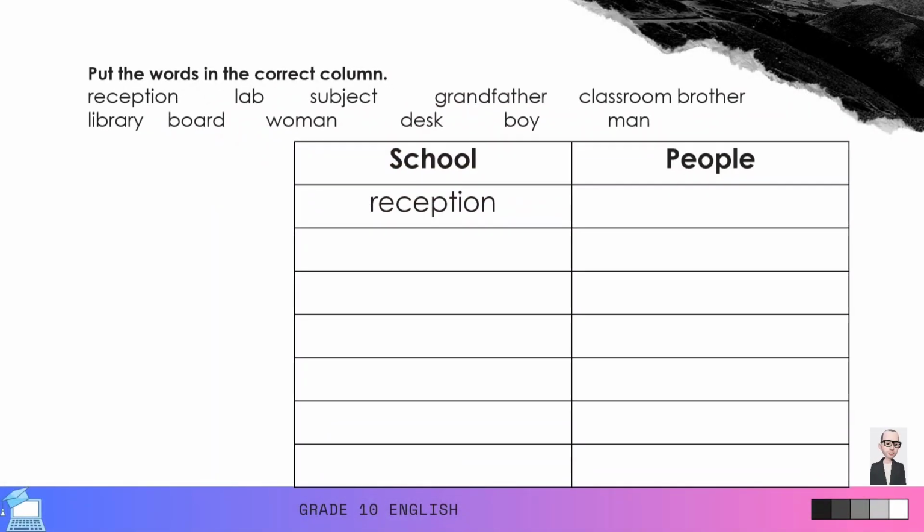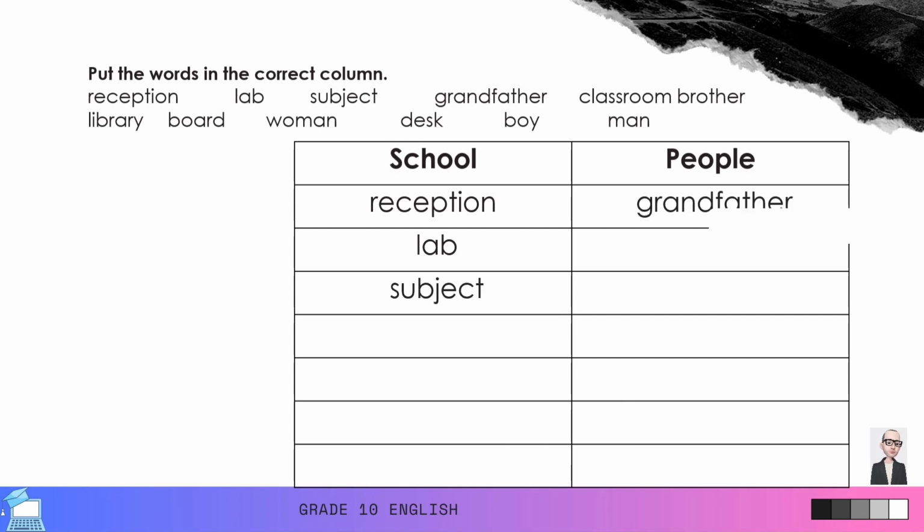Alright, now our first task is to put the words in the correct column. So here you've got reception, lab, subject, grandfather, classroom, brother, library, board. Okay, so are these examples of people, or are some of these words just simply related to school? Let's have a quick look. So reception is already given as an example, that belongs to school. Lab is also school as a subject.